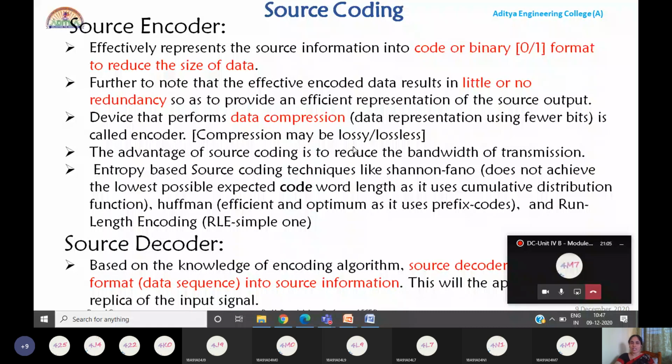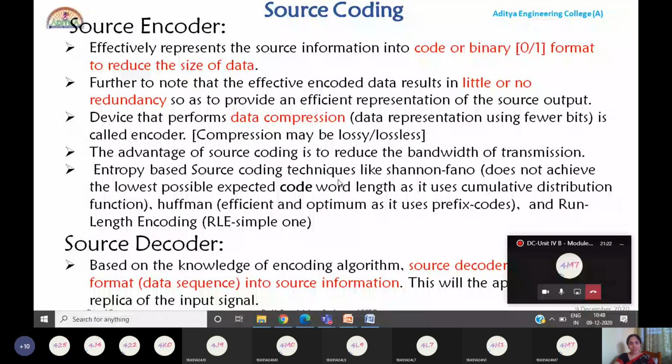Okay, so compression can be for the signal, that may be audio or video, or it can be for images. Image processing you will study in final year, where you will read the process of image compression. Here we'll discuss signal compression.